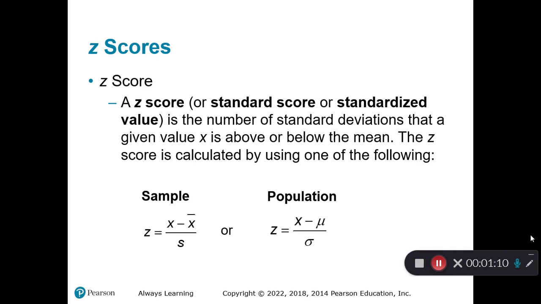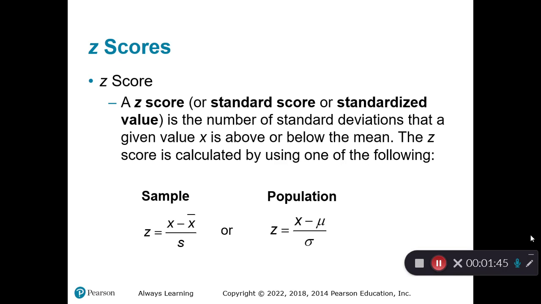Let's start with the definition of a z-score. A z-score is also known as a standard score or a standardized score, and it is the number of standard deviations that a specific data value, which we'll call x, falls from the mean. So it is a distance. It is a distance from where the data value is and where the mean of the data set is. Now that distance is calculated in standard deviation units.